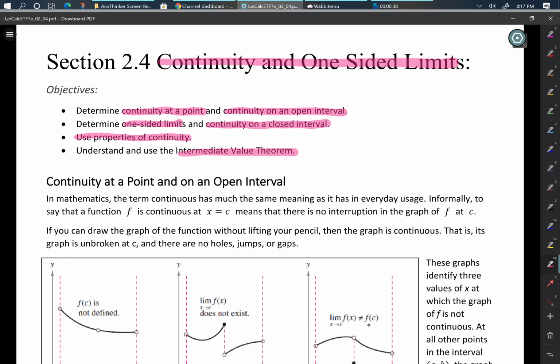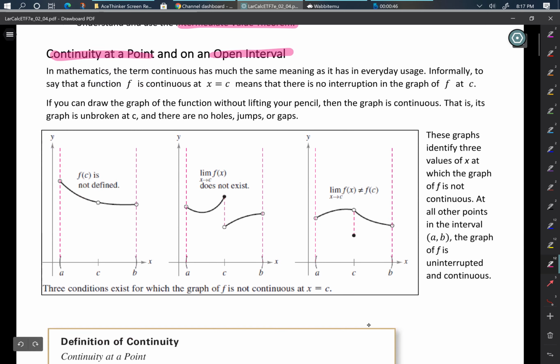All right, so we're going to start by taking a look at the idea of continuity at a point and then extend that to an open interval. What we're going to talk about is the idea of continuity, or when is a function continuous. And it pretty much in math means the same thing as it would anywhere else. If a function is continuous, it means there are no interruptions or breaks in the graph.